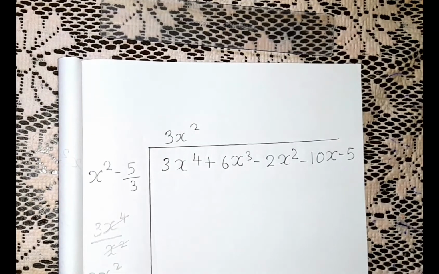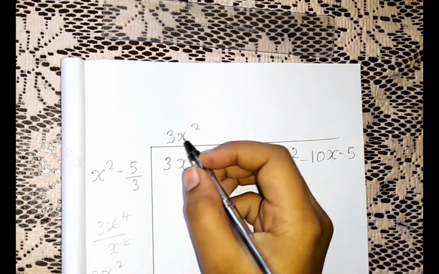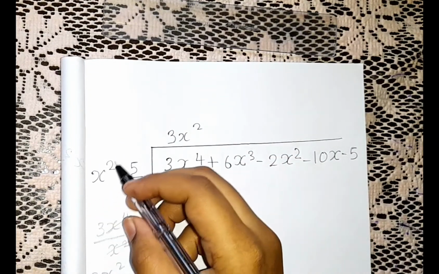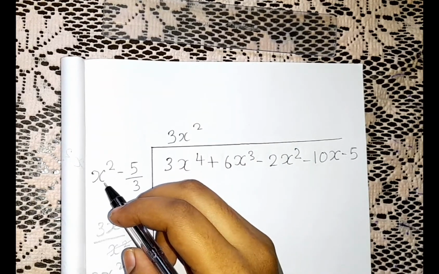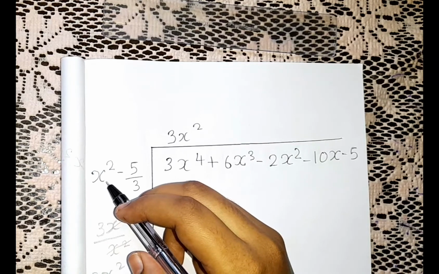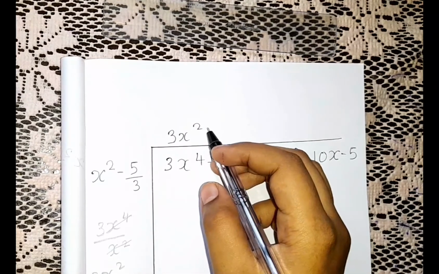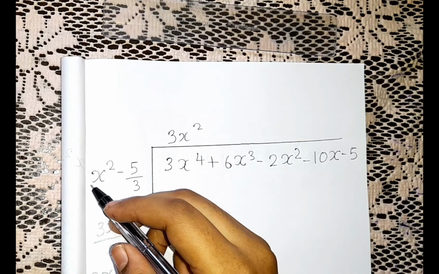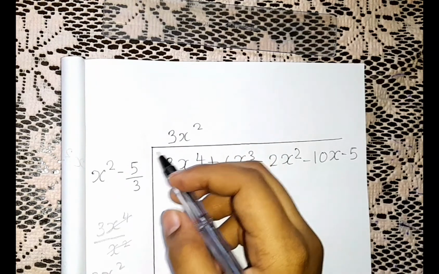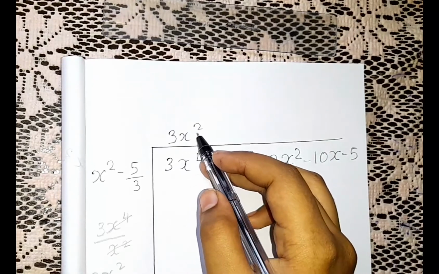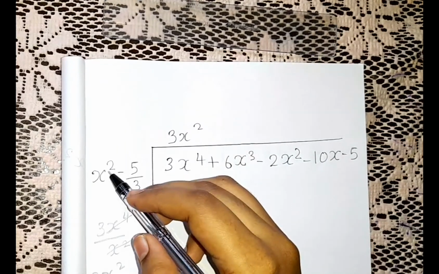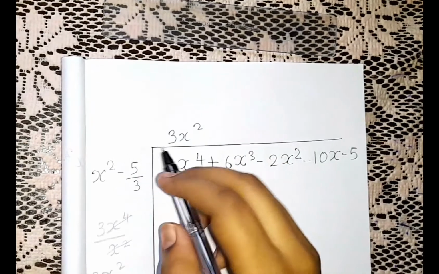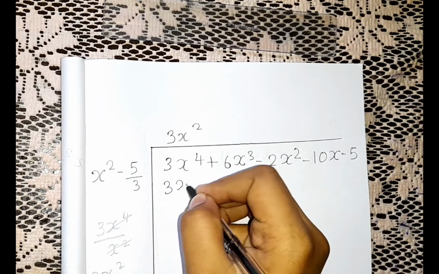Now it is 3x square. As you guys know, we are going to be multiplying 3x square and the divisor term. Here we have x square, so we multiply x square into 3x square. First of all, x doesn't have a value written, but we take 1 as its value, so 1 times 3 is 3, and x square into x square is x power 4. Why? Because the power is 2 here and also 2 there, so when we add 2 plus 2, it is 4. So we got 3x power 4.